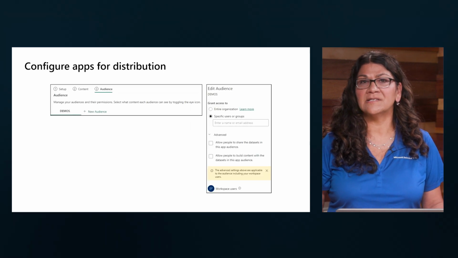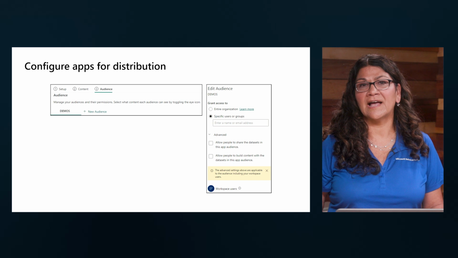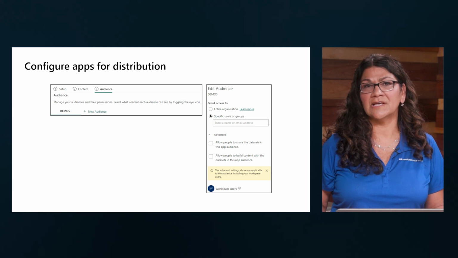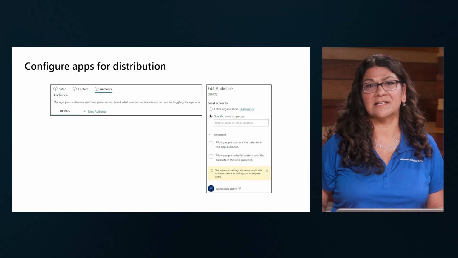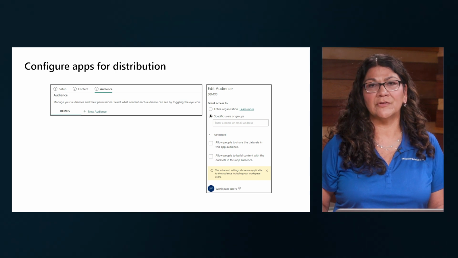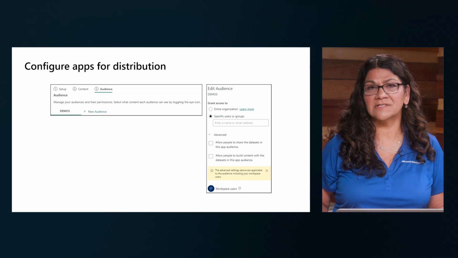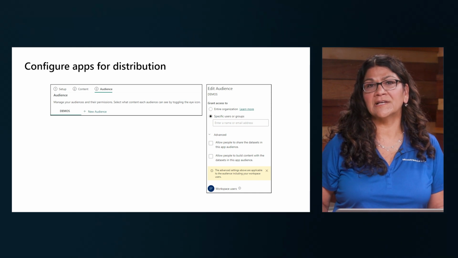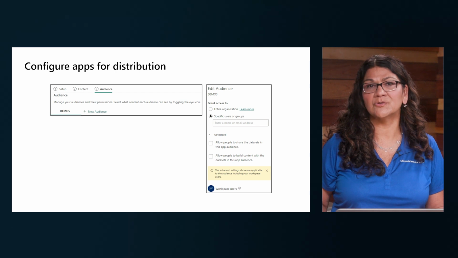The next step is the Audience tab. Grant access either to all the users in your organization, or you can choose which users have access. Now you can also create multiple audiences if you have a report that may be viewed by a diverse group of people who only need access to certain portions of the content. This doesn't replace row-level security, but it's another tool.